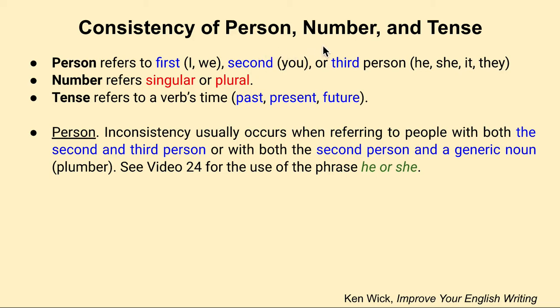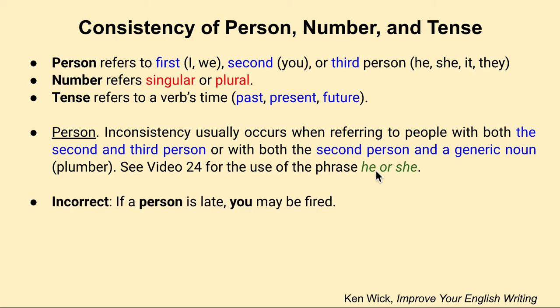So whether you're using a second and third person together when you can't, or you're using a second person with a generic noun like plumber. See video number 24 for the use of the phrase he or she in these examples. I will use the phrase he or she just for example purposes. If you were confused by what I was just talking about, let's look at the examples, and hopefully this will clarify any misunderstandings.